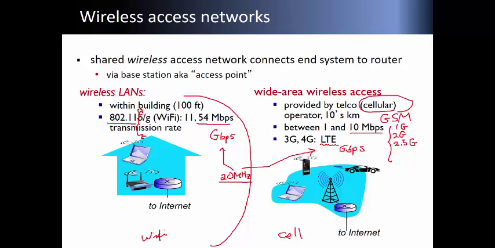So 2.5G is very, very important in the versions of cell communication. After 2.5, everything is digital. And then 3G, 4G, and 5G. 5G is not really fully implemented, but standardized.